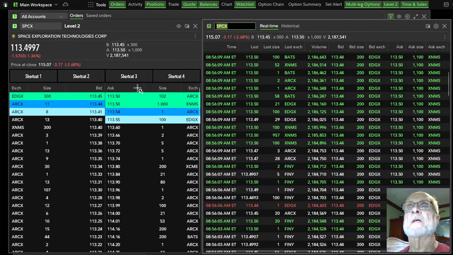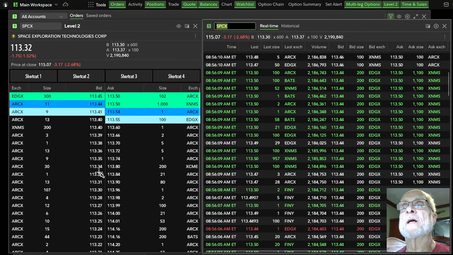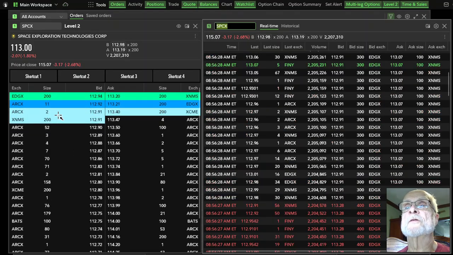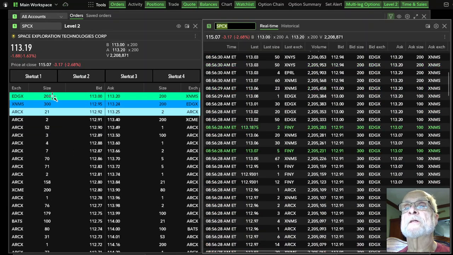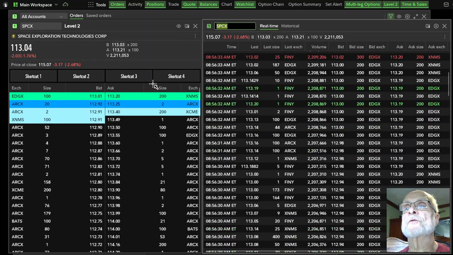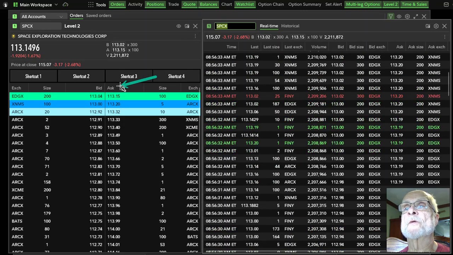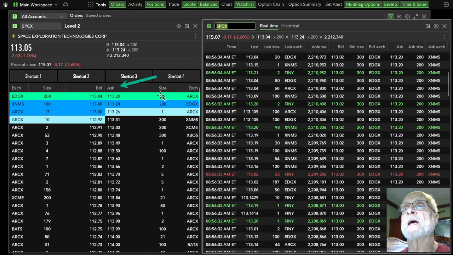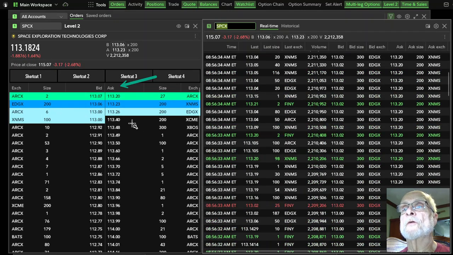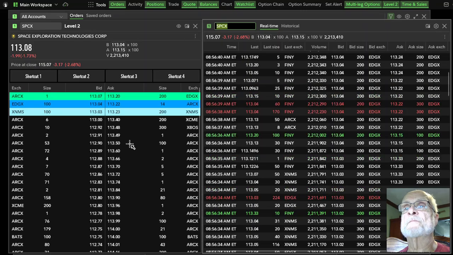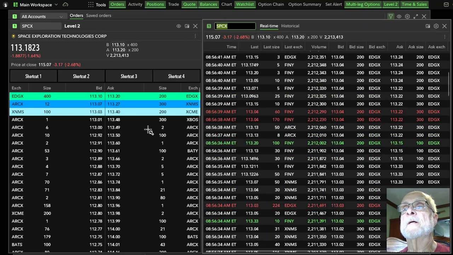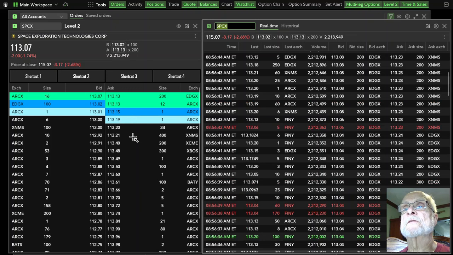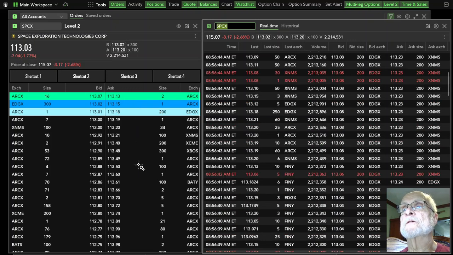showing me are the bid prices. In other words, what somebody is willing to pay for the shares and the number of shares that they want to purchase. And it also shows me the ask, which is what somebody wants for their shares and how many shares that they have available. The color coding helps you to spot the main prices and the changes in the prices.